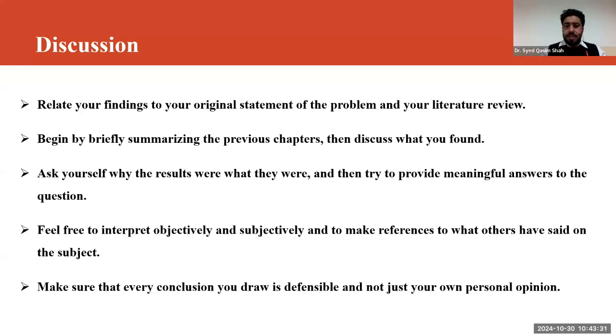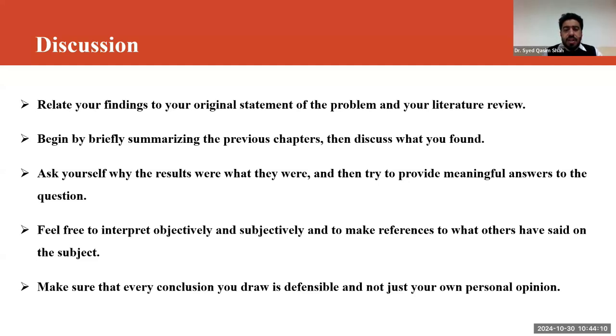identified findings that are totally different, then you need to elaborate and discuss why you are different. Or either your study is not negating the previous studies, but there are certain similarities, certain evidence is already there. So you can claim, okay, our study is more related to the existing literature. That shows the strength of your research, and at the same time the validity and reliability of your results and research. Ask yourself why the results were what they were, and how that provides a meaningful answer to the question.